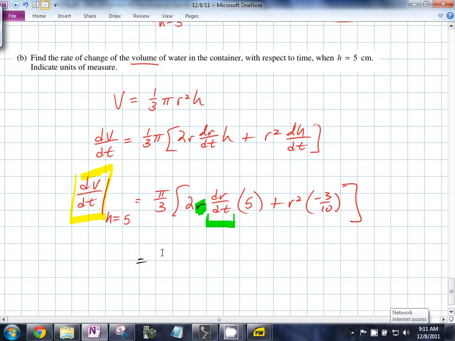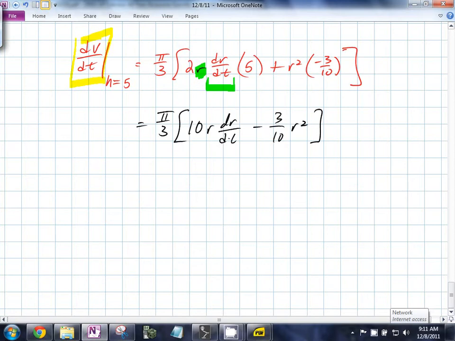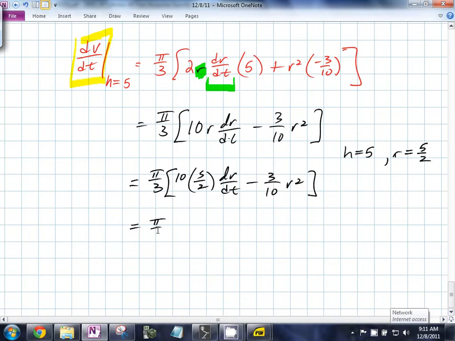Did we already do that in the prior question? Yeah. So we end up with pi over 3 times 10 times 5/2 dr/dt minus 3/10 r squared. Oh, I'm sorry, the r is right over here. You're absolutely right. I didn't see that. 5/2 squared. So we end up with 25 dr/dt minus what? Is that 75 over 40? Is that correct, everybody? Yeah. We good?